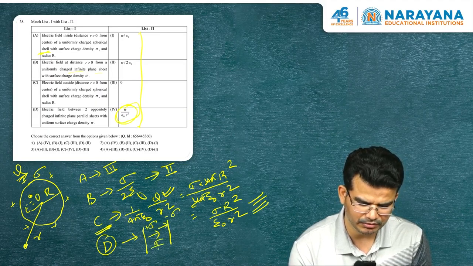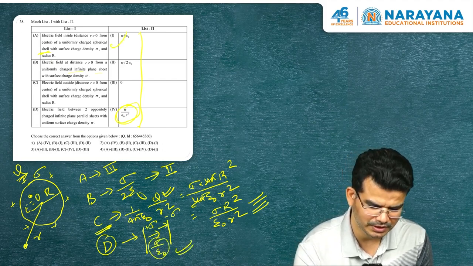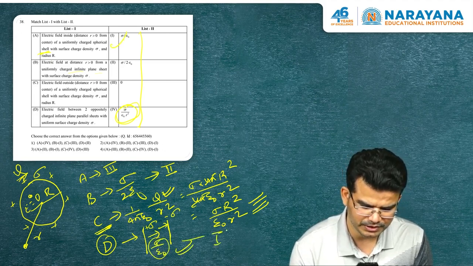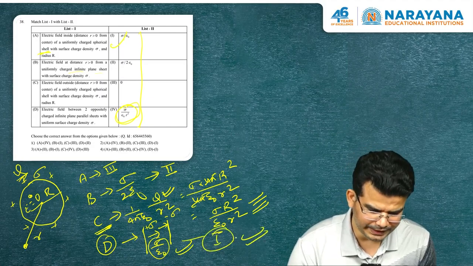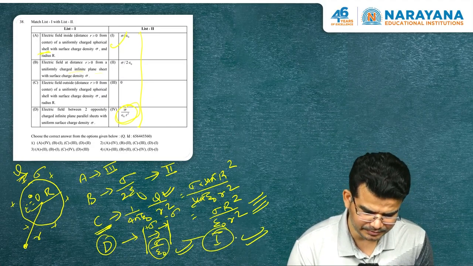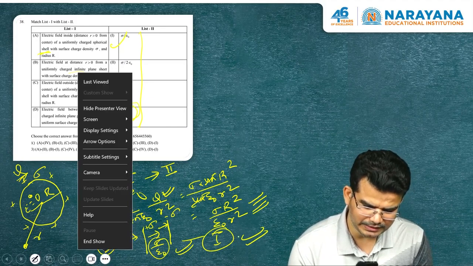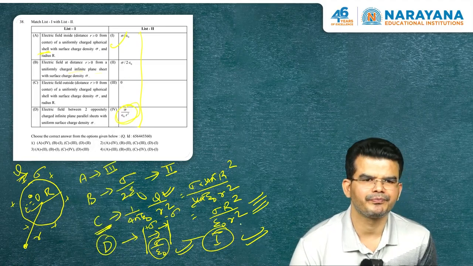So, total field is how much? Sigma by epsilon naught. Is there any such option? Yes, option first. So, A 3, B second, D first, and for C there is no such option.